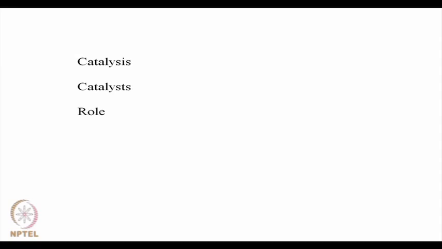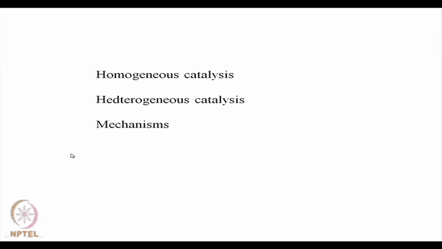There are many types of catalyst, maybe homogeneous or heterogeneous catalysts. Heterogeneous catalysts are used in industrial synthesis, like the ammonia synthesis I discussed. In homogeneous catalysis there are plenty of examples, and the role of catalyst is very important. Heterogeneous catalysis, homogeneous catalysis, and the mechanism of catalysis, we also discussed.